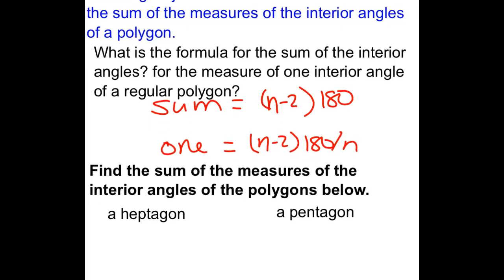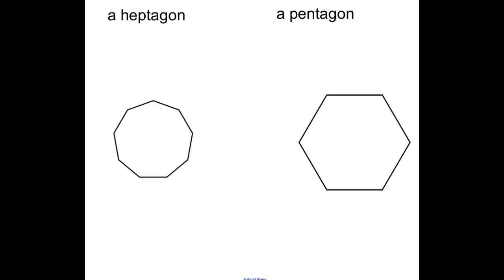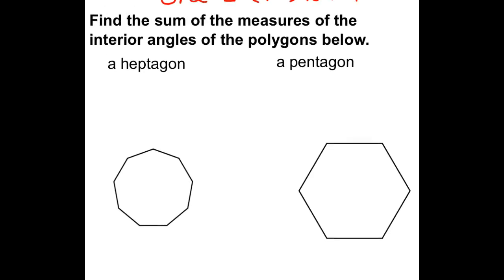So now we're going to use these formulas to come up with some angle measures. It says find the sum of the measures of the interior angles. These are 4 problems. There's 2 where they just explain what the word is, whether the word is a heptagon or a pentagon, and then the last 2 are actually pictures. So remember that n in both of our formulas up above refers to the number of sides. And so if we're going to find the sums of these, we're going to use our first formula, n minus 2 times 180. I'll do the first one with you.